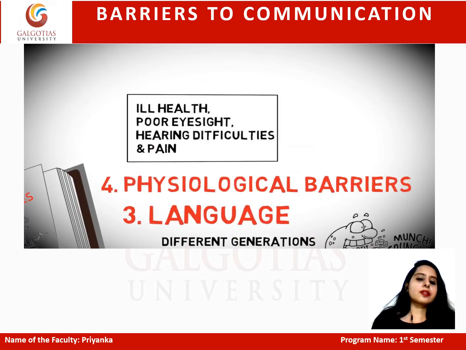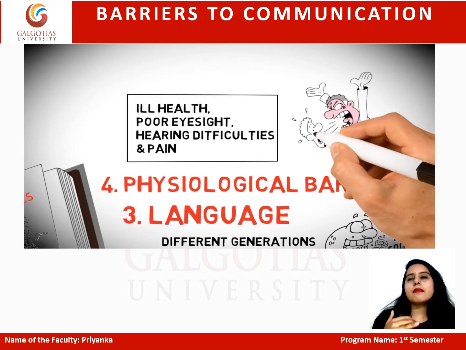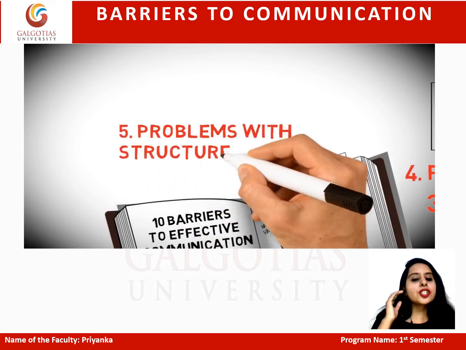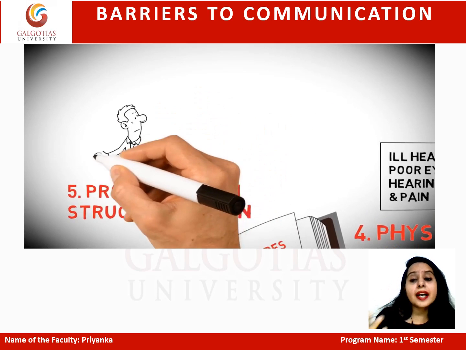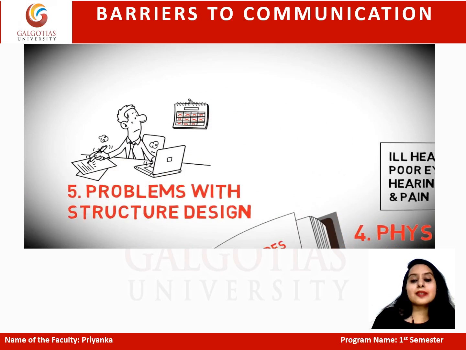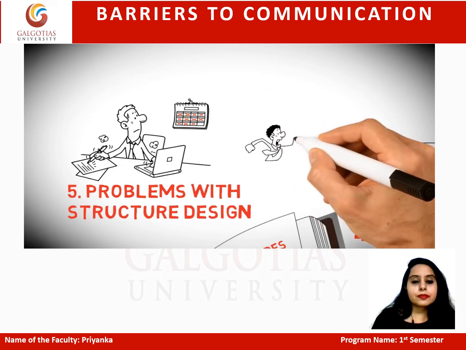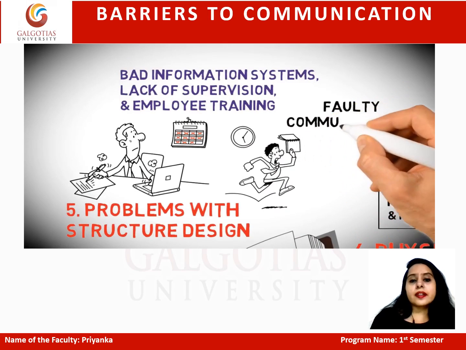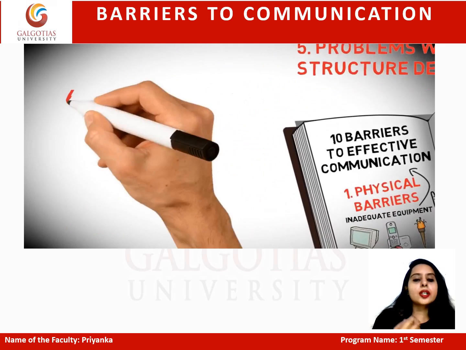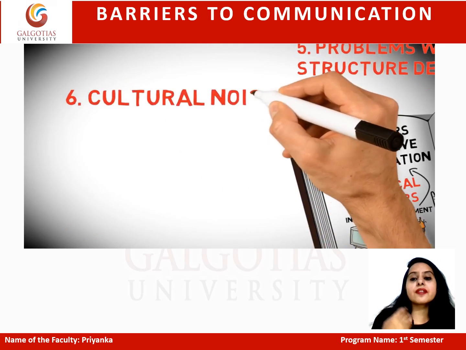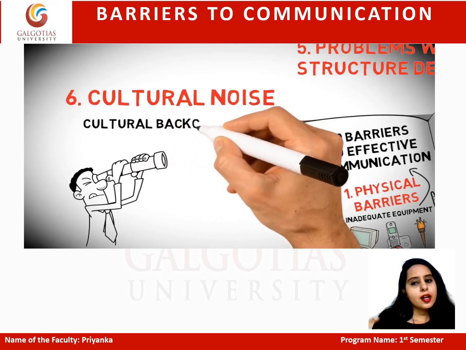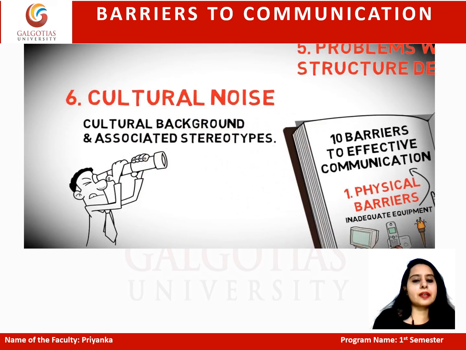Physiological barriers. When I am at my worst of my health, my eyesight is poor, I do have pains, I am not actually grasping the other person's message. Next is again a big problem: the structure of the organization we are working with. It means the information system is not clear, training is not given, there is a faulty communication system. So there we have this structure design.